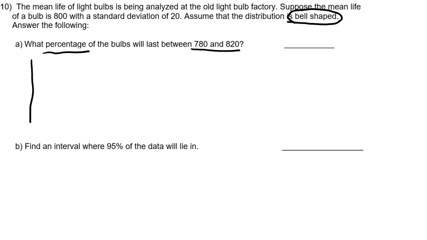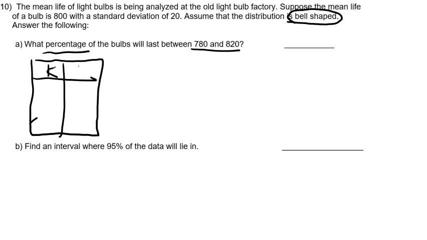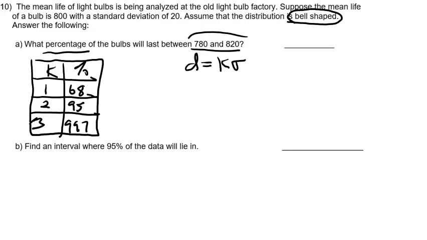And that table right here is given by K, and then the percentage. So 1, 68, 2, 95, and then 3, 99.7. Over here, we're going to be working with that formula, D is equal to K times sigma. Since we're given the interval, we're going to be able to find D.